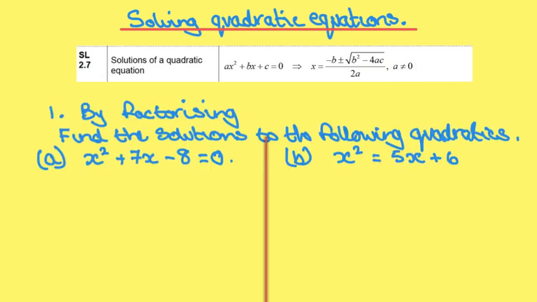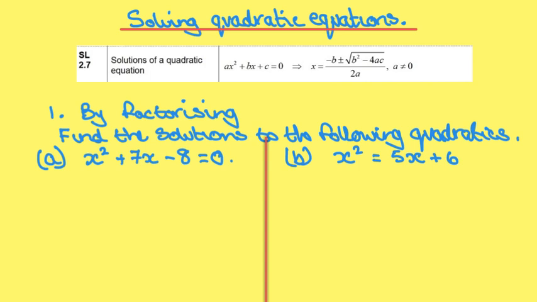The first method we will use is by factorising. Find the solutions to the following quadratics. A, x squared plus 7x minus 8 equals 0. So we're going to factorise this. The first thing we need to do is look at our integer value, which is minus 8. So we need to find our factor pairs.